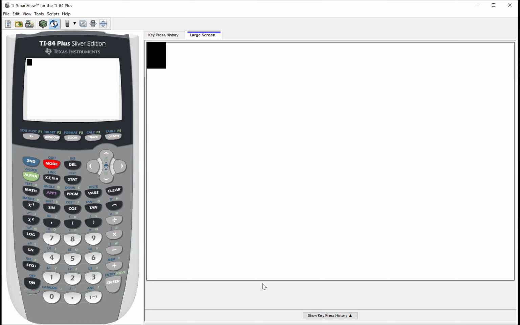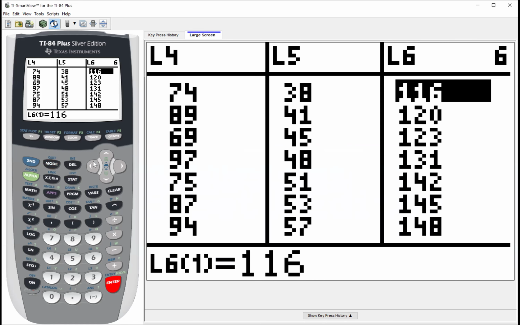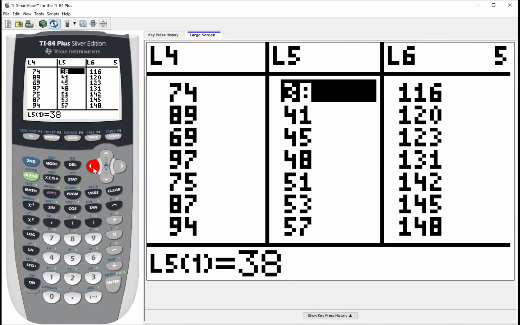So now that everybody's entered their data into the calculator, I'll show you where I entered mine. So mine are L5 and L6. So here are my two sets of data. And we're going to use the same function that we used in the previous lesson where we found R and R squared. It's in the same output.